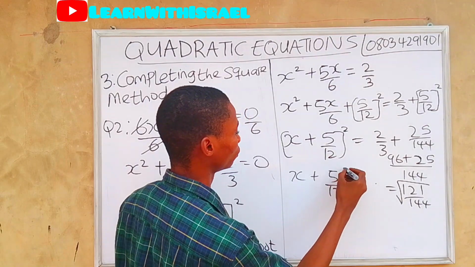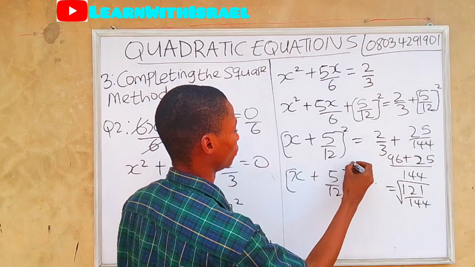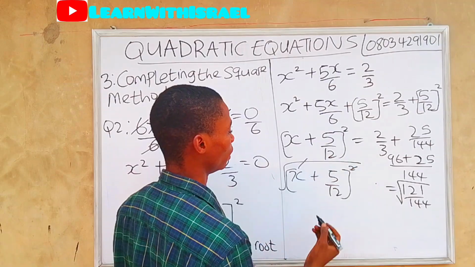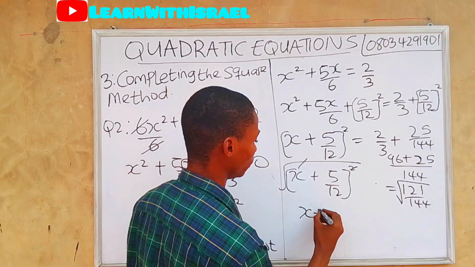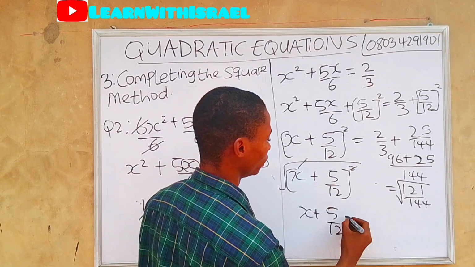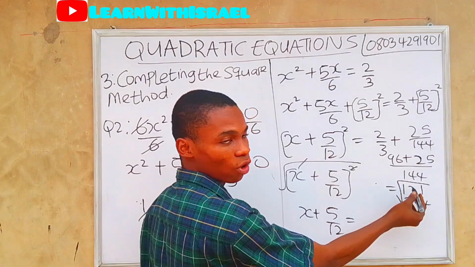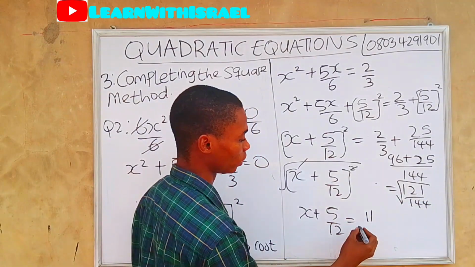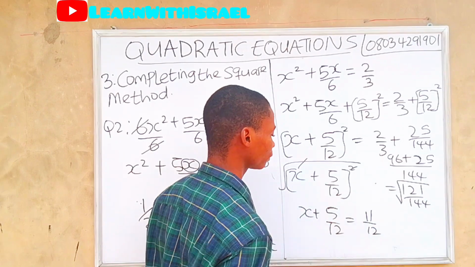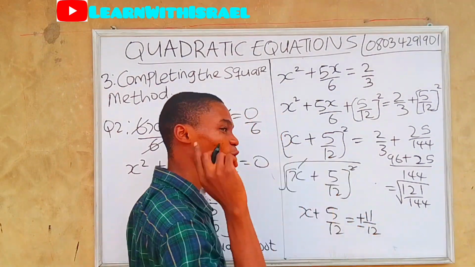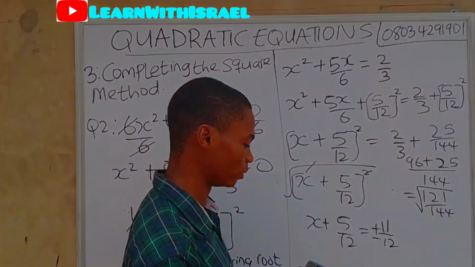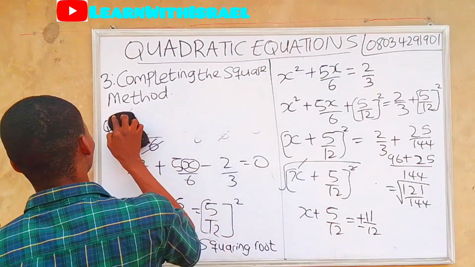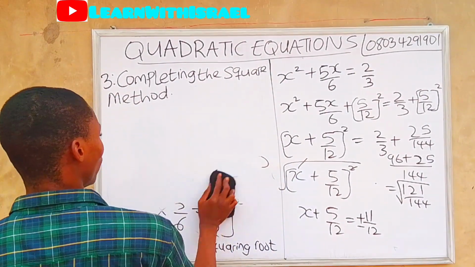To remove the square root, we already cancel the square. So x plus 5 all over 12 equals, the square root of 121 is 11 and the square root of 144 is 12. Plus or minus, don't forget, plus or minus. Let's clean here so we can continue solving the question.